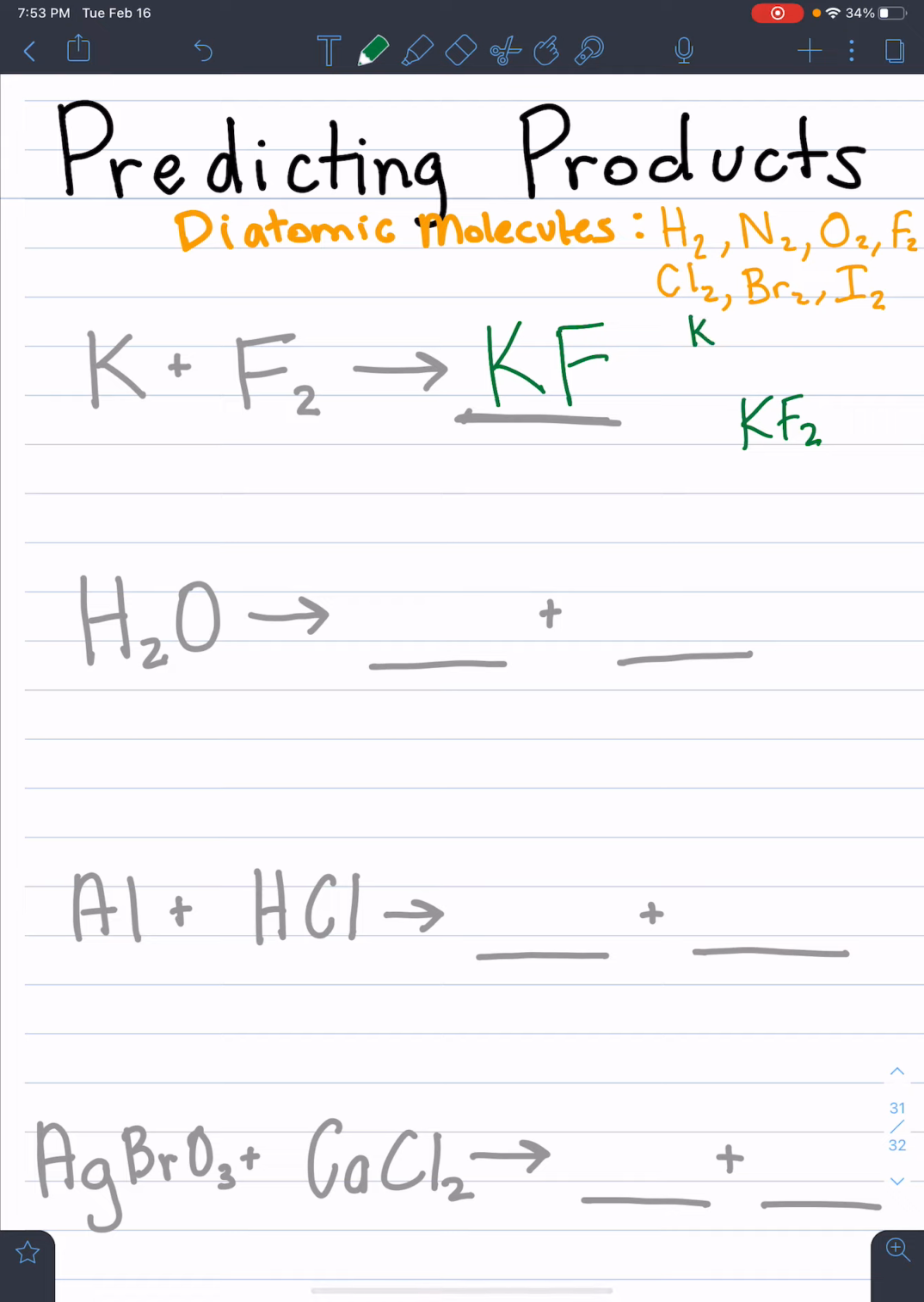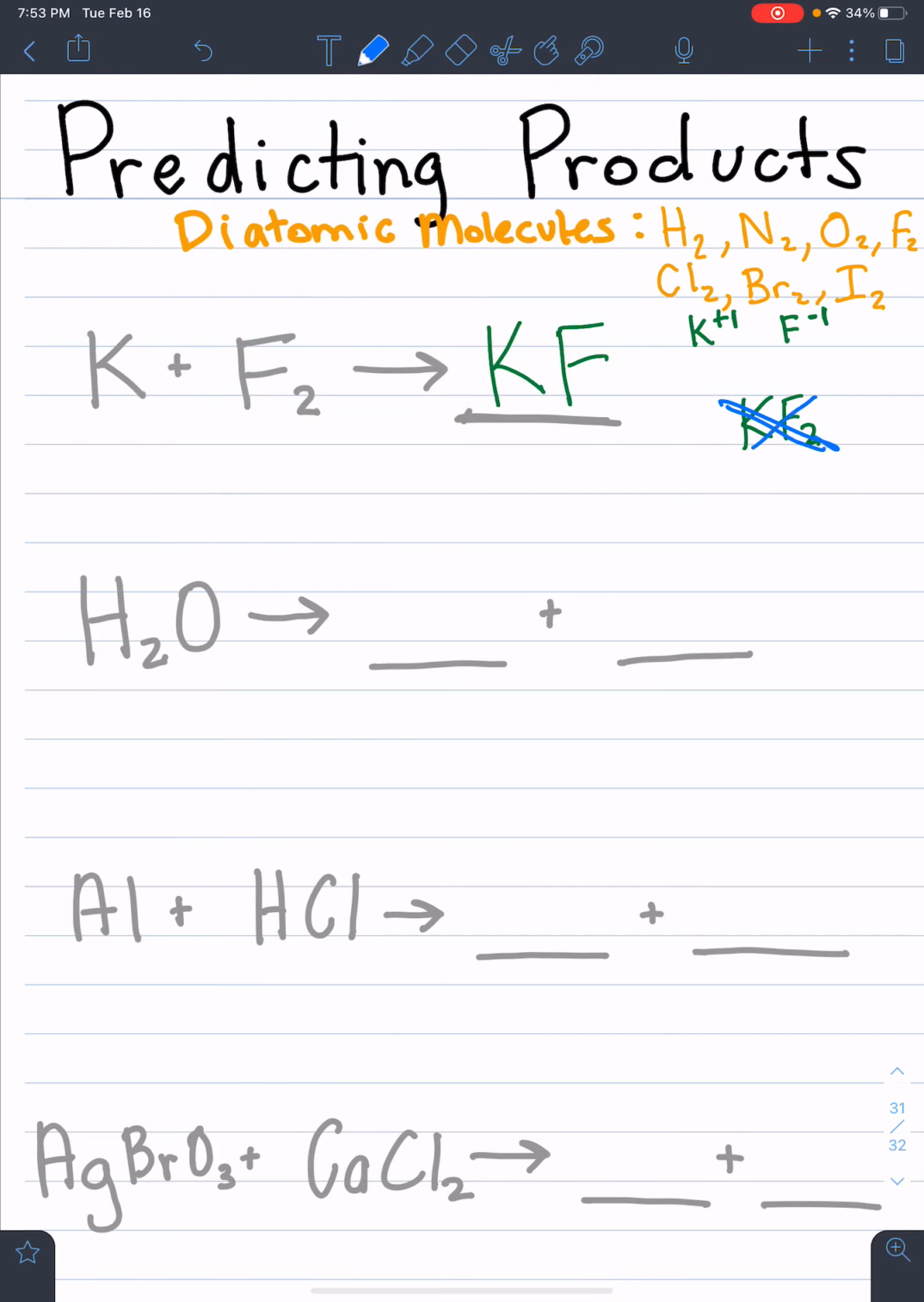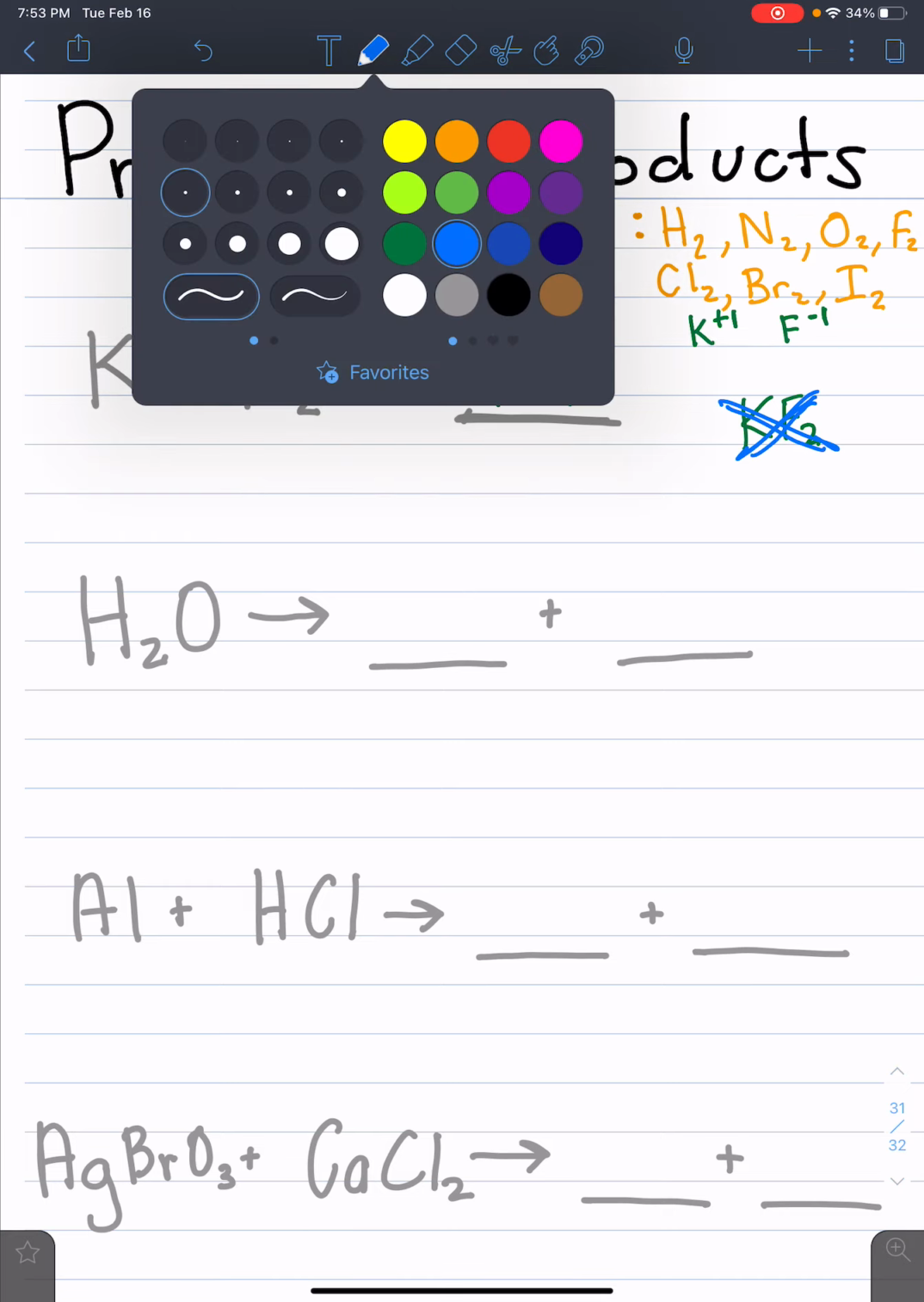Now the reason it's not KF2 is that if we look at our charges of each of these, we have K, and remember on your periodic table you can find your charge, it's a +1 charge, and then we have F, and it has a -1 charge. Since these charges are balanced, that means we don't need any numbers down here when we write them as a molecule together. So that's why it's not going to be our KF2 over here. It's just going to be KF.